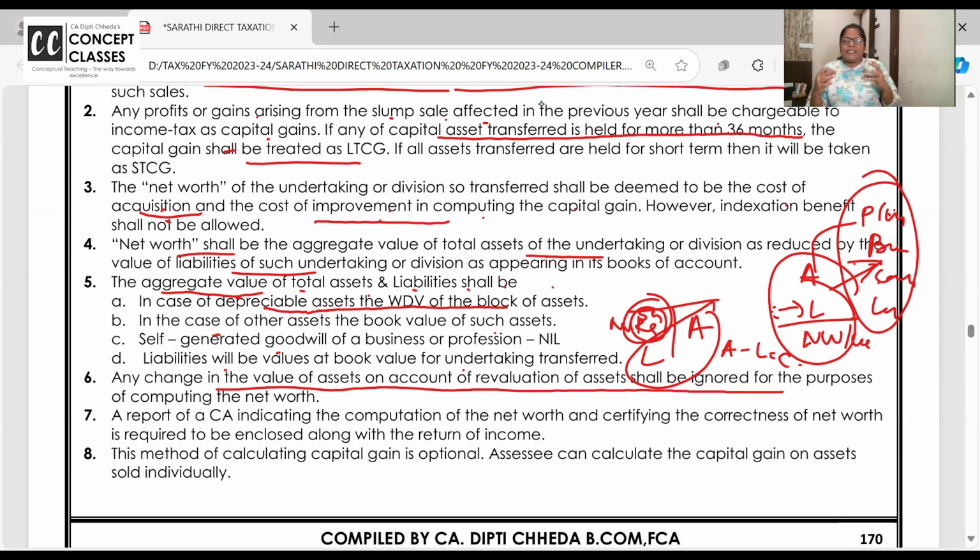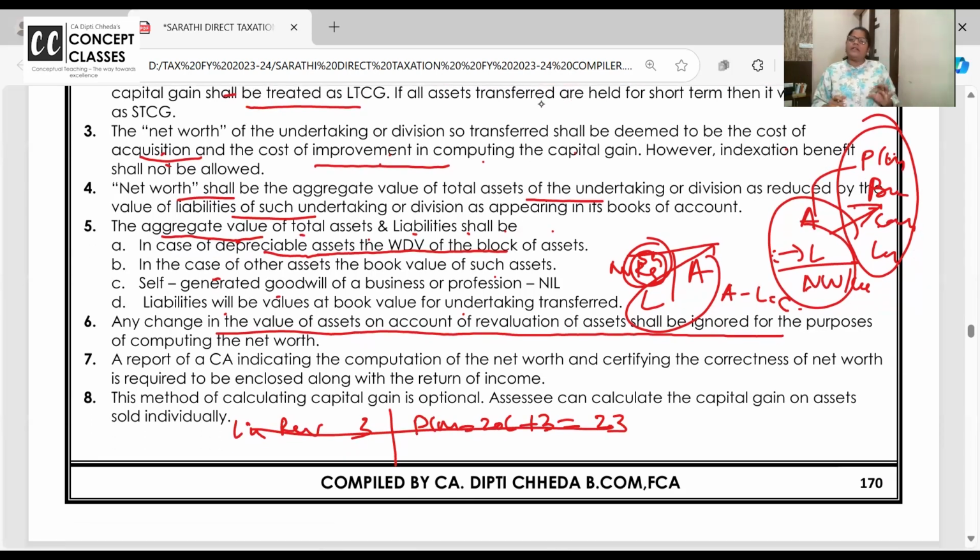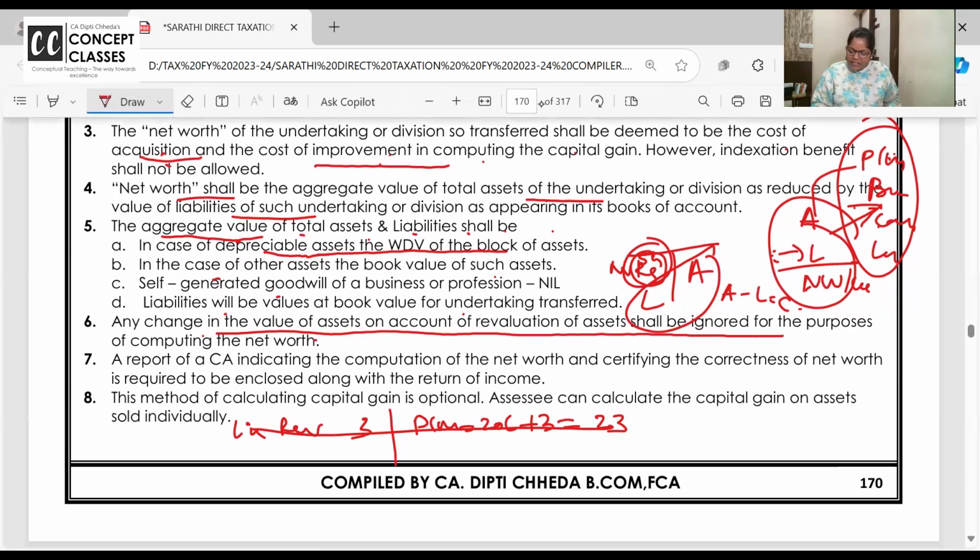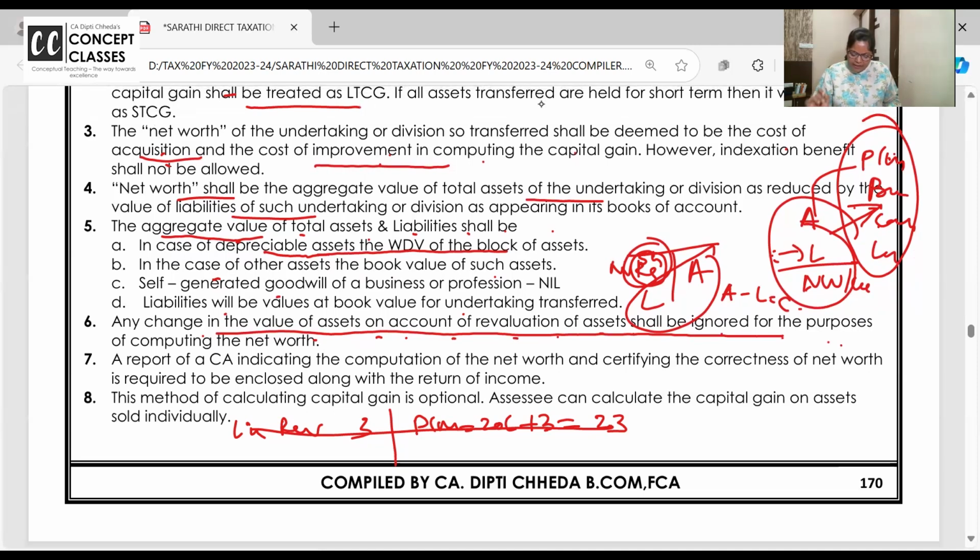Sometimes, in accounts, we revalue the asset. Like my plant and machinery was 20 lakhs. Now I'm saying increase the plant and machinery value by 3 lakhs, and on this side I create a revaluation reserve. This is my own created profit. So ignore it. Plant and machinery is 20 lakhs, 3 lakh I did revaluation, so now plant and machinery's value has increased. And on the liability side, I have put revaluation reserve 3 lakh. Ignore it. You may not understand everything right now, but when we apply it and solve problems, it will be clear. Any change in the value of asset on account of revaluation shall be ignored.